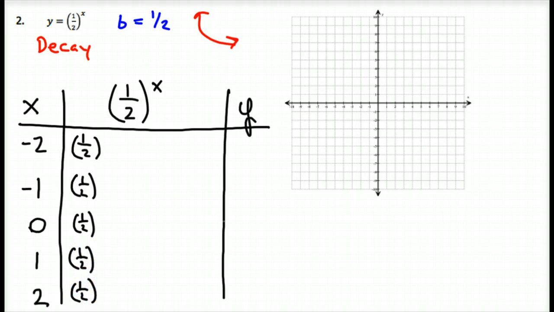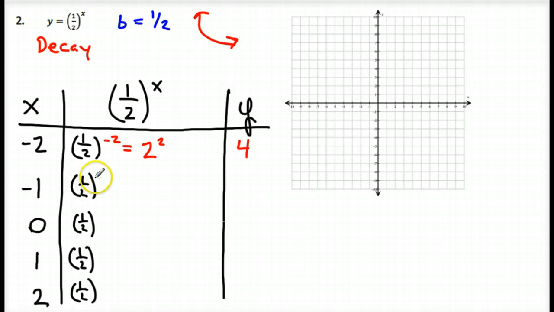Okay, so first of all, I'm going to plug in negative 2. So we're taking 1/2 to the negative 2 power. Remember that a negative exponent means you're doing the reciprocal of the base. So this would be the same, if we flip this over, as 2 to the positive 2 power, which would of course give us 4.